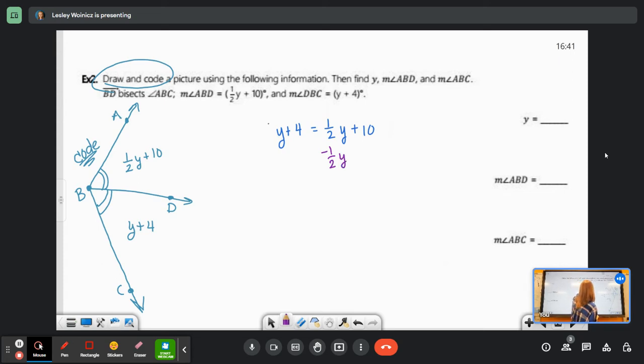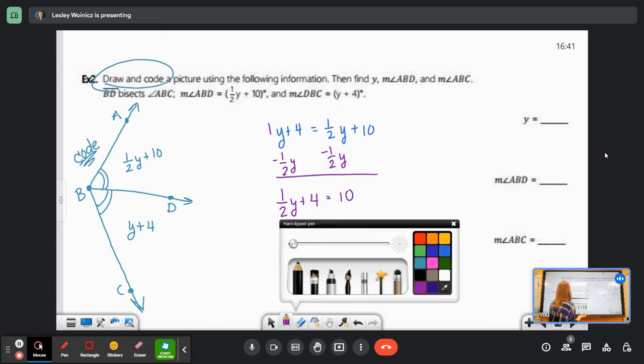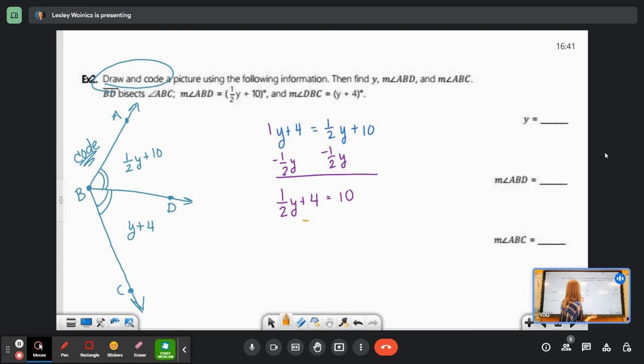Okay? And this is 1y right there. Now, if I have a whole y and I subtract a half a y, then I just have half a y left. So I'm going to have 1/2 y + 4 = 10. Then I get to subtract 4 from both sides. Okay, that gives me 1/2 y = 6.